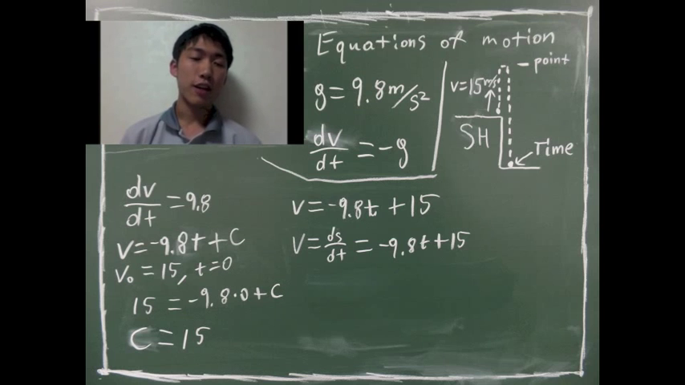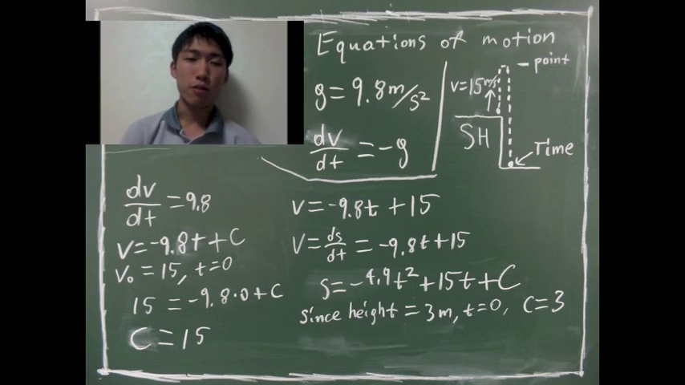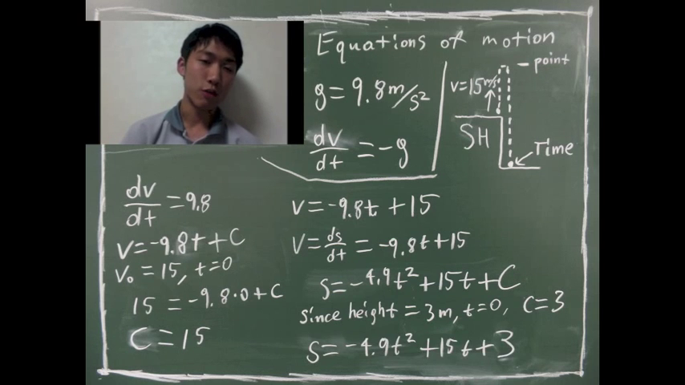Thus, after obtaining another antiderivative, we can see that s equals negative 4.9t squared plus 15t plus c. In order to obtain c, we can again use the circumstances provided when time equals 0. Since height equals 3 meters when time equals 0, when we substitute s for 3 and t for 0, we can see that c would equal 3. Thus, our distance equation would be s equals negative 4.9t squared plus 15t plus 3.